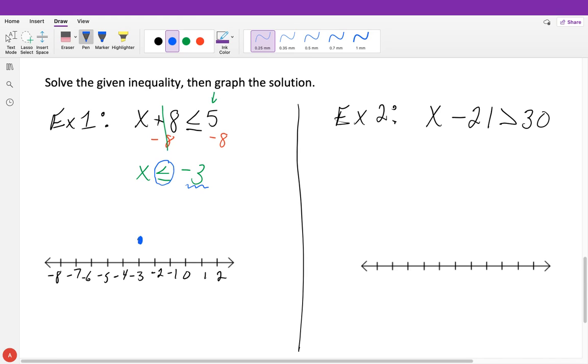And when you graph these, please put them above the number line so it's easy for me to see. If you put them on the number line, it could be hard for me to see which way you draw your graph. And if I can't tell which way you're graphing with your drawing, I can't guess what I think your answer is. So draw it above so it's just nice and easy for me to see. So it's going to be a colored in circle at negative 3.